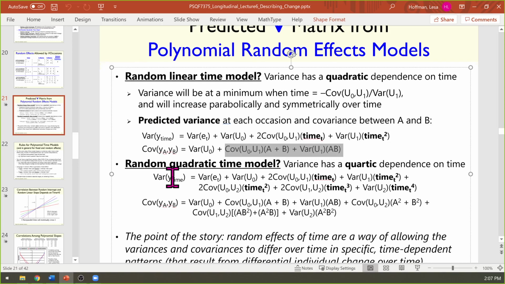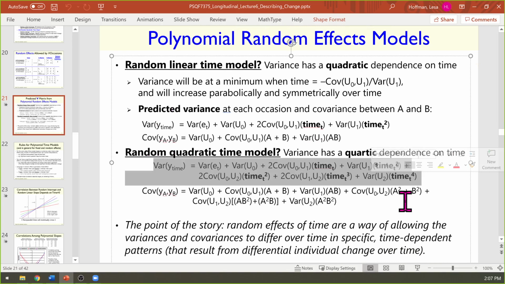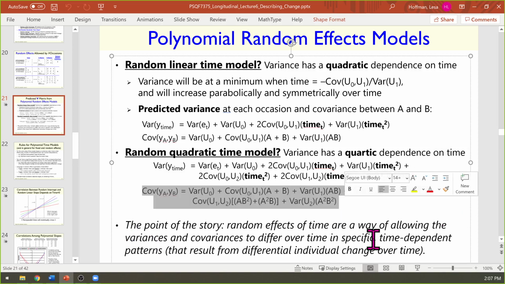And if you have random quadratic time, the variance at each occasion is this ugly thing, which has time to the fourth as part of it, which is where I had to make up the word cortically. It's a cortically changing pattern of variance. And the covariance between any two occasions is this messy thing, but also time dependent, just in a different pattern.